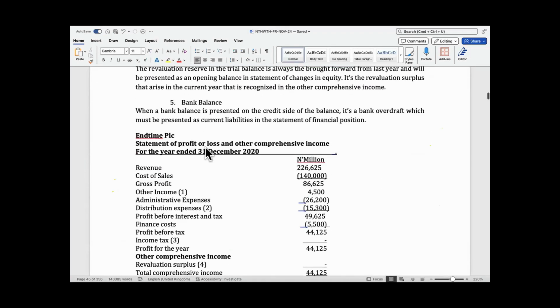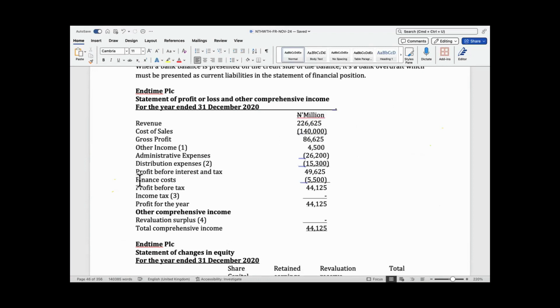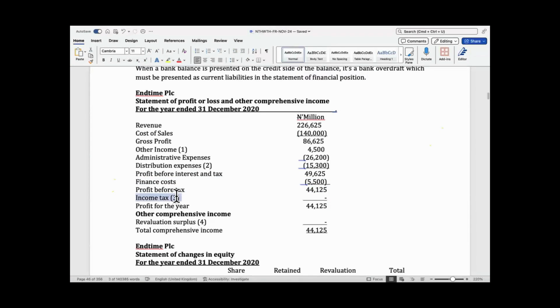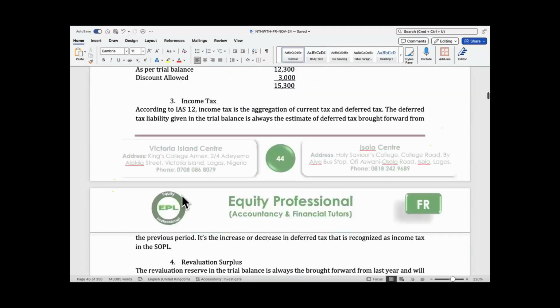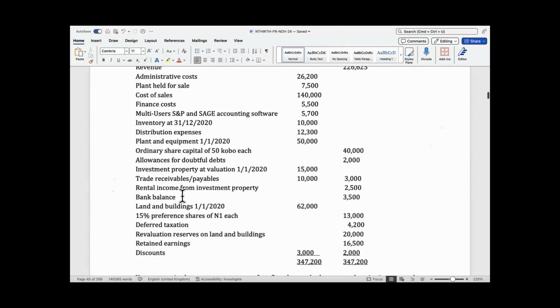Okay. So finance costs, 5,500. After I add my finance income and deduct my finance cost, then I have my profit before tax. After my profit before tax, I will then consider my income tax. I know that Mr. Kazim already told you that income tax is an aggregation of your current and deferred tax.